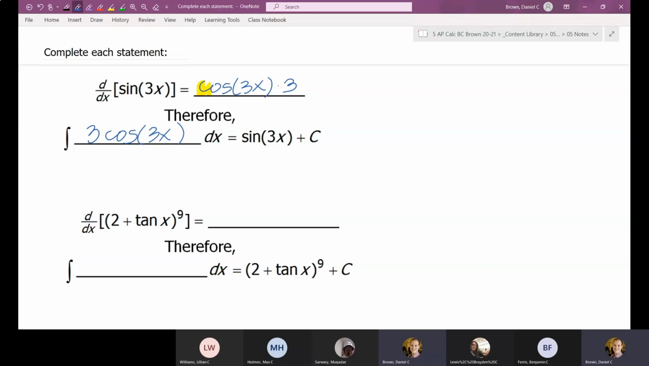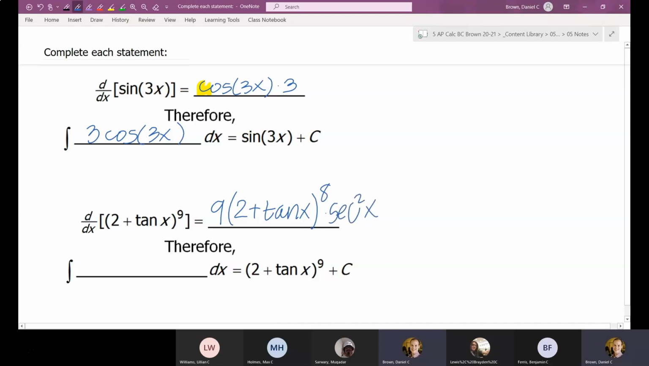So we're going to kind of think about how we are undoing the chain rule, which is a little bit weird. Same thing, we learned how to take the derivative. If I say what's the derivative of 2 plus tangent of x to the 9th, we know that 9 is going to come down in front. The inside is going to remain the same. The new exponent is an 8 times the derivative of the inside.